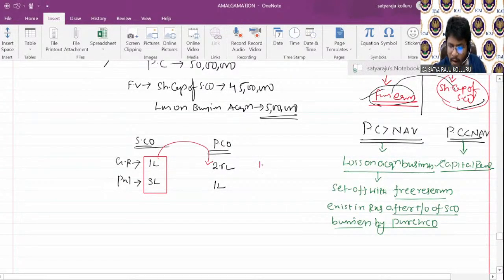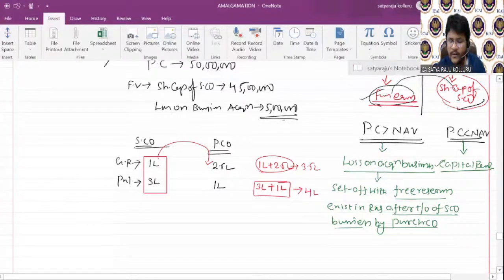Then 1 lakh plus 2.5 lakh, 3 lakhs plus 1 lakh. Now, all of you please observe here: 1 lakh plus 2.5 lakh is 3.5 lakh. 3 lakhs plus 1 lakh is 4 lakhs. Now, what can you do? The loss on business acquisition you can knock off with these free reserves and surplus.